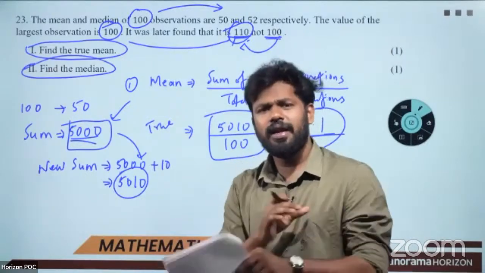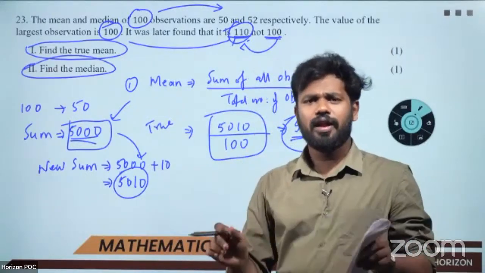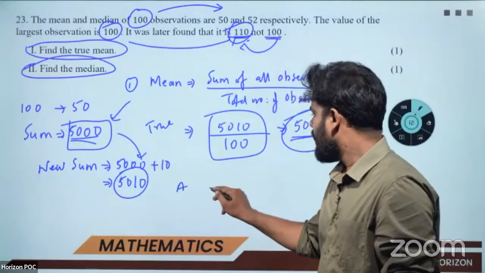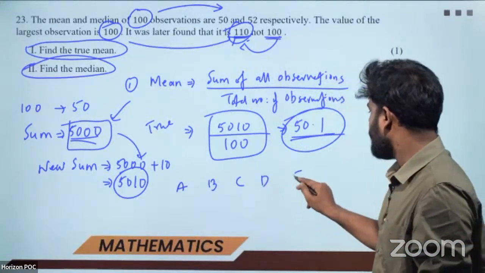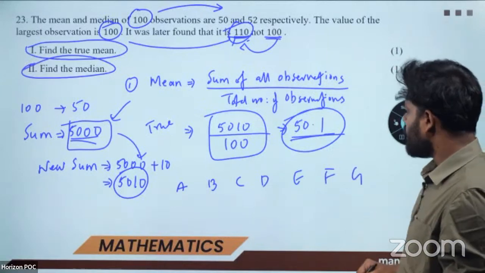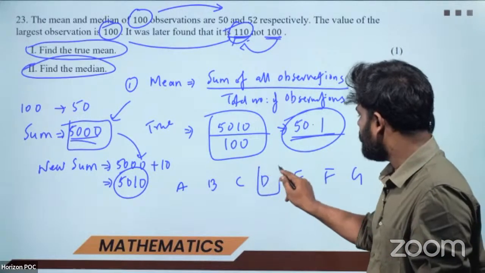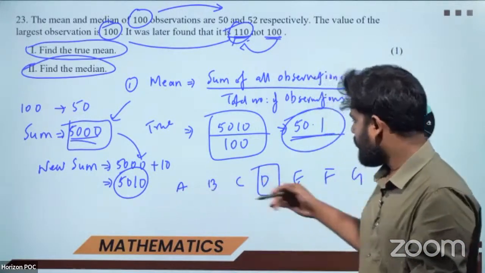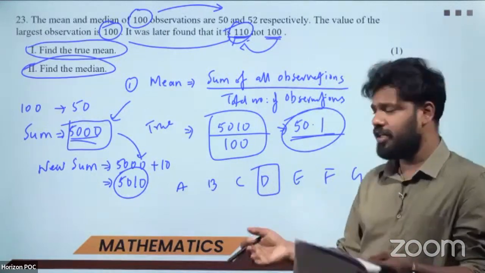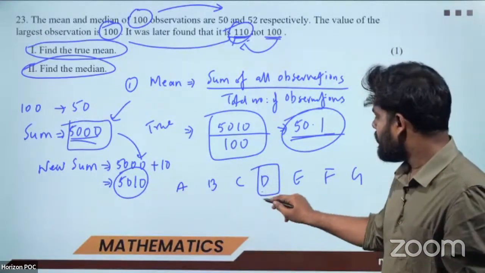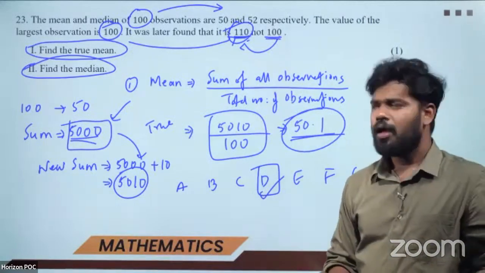What is the median in raw data? In raw data, if I'm writing A, B, C, D, E, F, G, what will be the median here? It will be the middle term, right? You can just take the ascending order or the descending order, and you get the middle term, that is D, as the median.